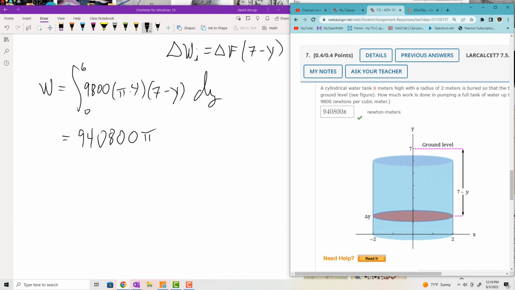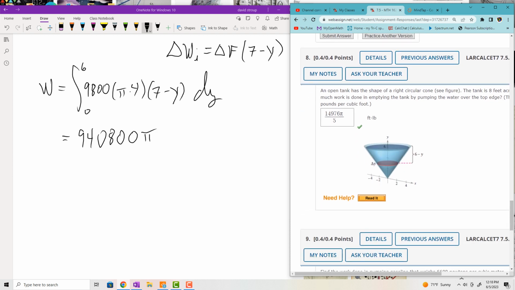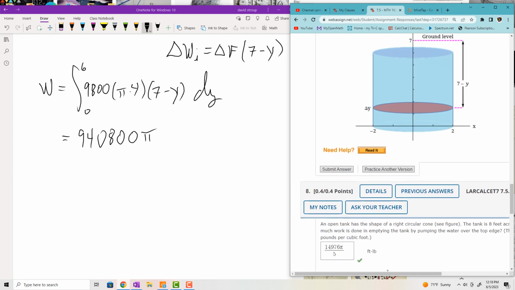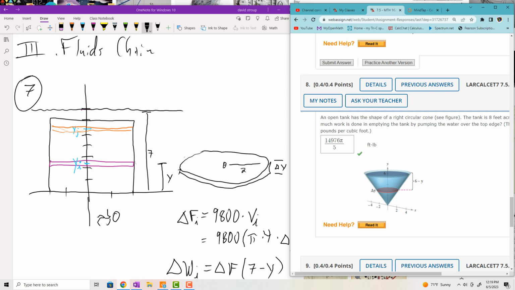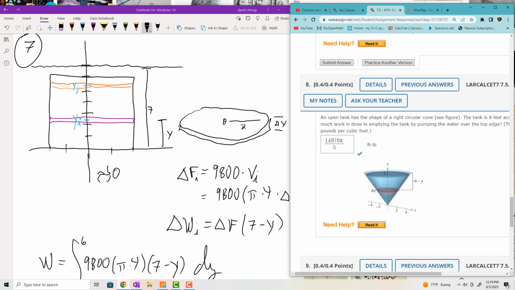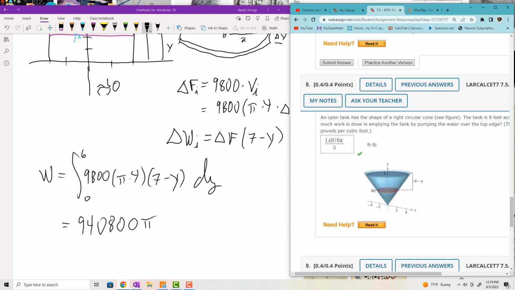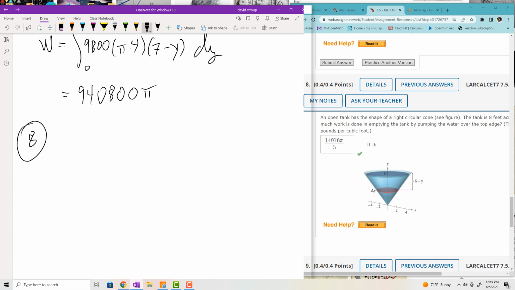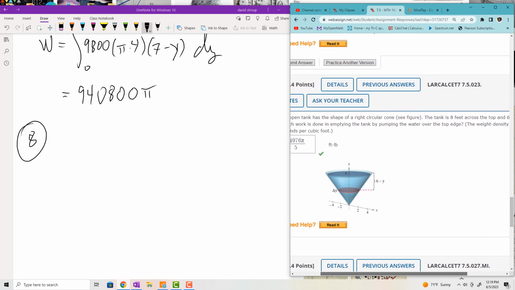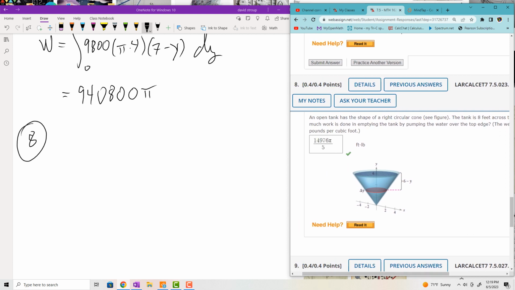Okay, let's look at number 8, which is a little bit different because now the objects aren't going to be non-variables. In problem 7, the radius was constant. The radius was always 2 of each cylinder. In problem 8, the radiuses are different, right? So problem 8, we have a conical tank, and it's the same problem. We want to pump all of the water in that tank out above the top edge.